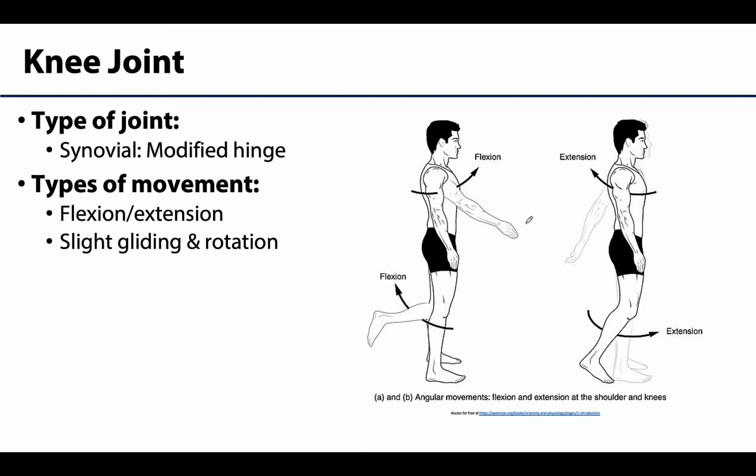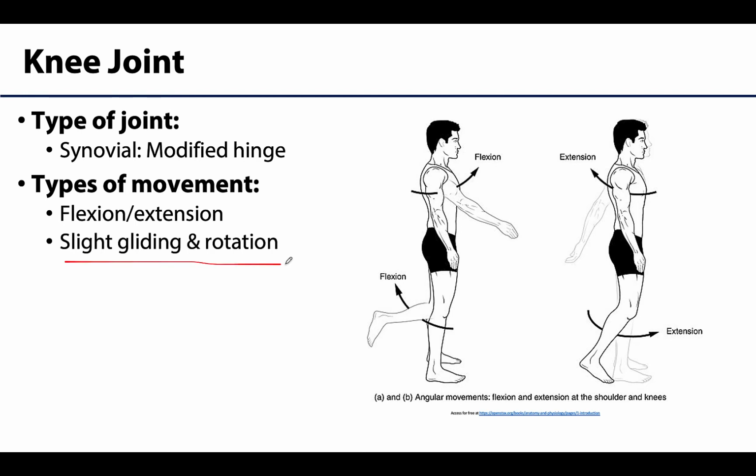Now the knee joint is a modified hinge joint, so there will be flexion and extension. That's going to be the primary movements allowed at the knee joint. And so you can see with flexion, instead of moving anteriorly like most flexions, at the knee joint the flexion will bring that lower part of the limb to the more posterior side. Extension is moving back to anatomical position.